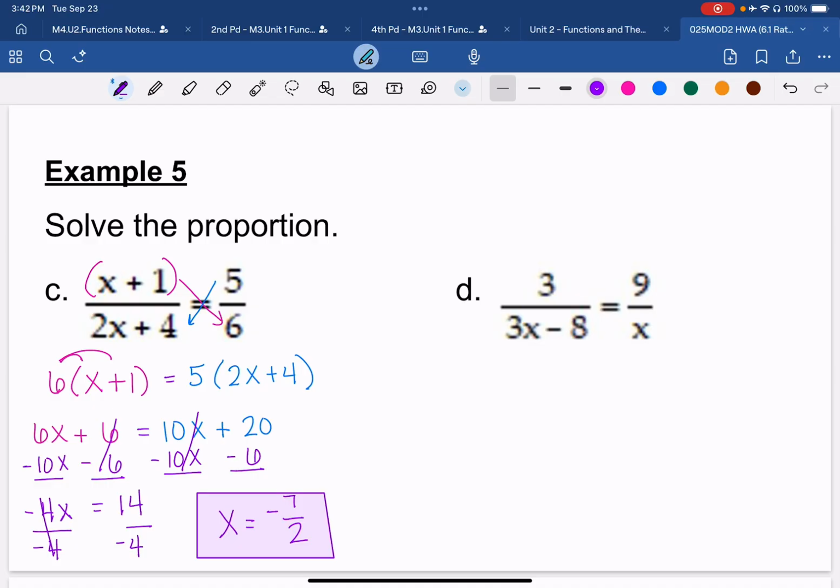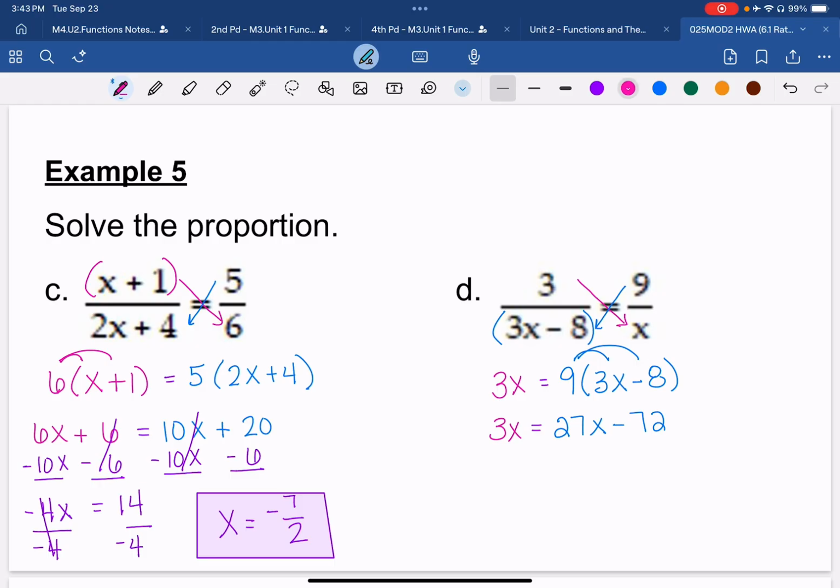Okay, same thing on this one. We're going to cross multiply. So 3 times x equals, here I've got 9 times, but I've got more than one thing here. So I've got to make sure I distribute that. So 3x equals, I'm going to distribute that 9 through. So 27x minus 72.